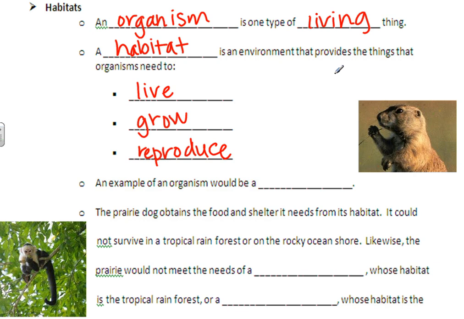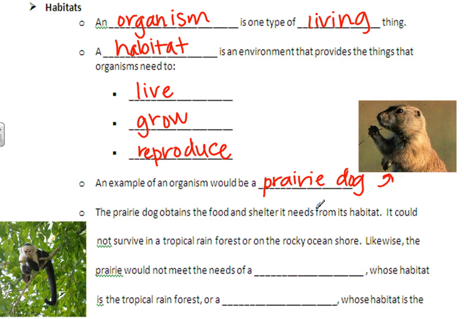It has to be able to allow the organism to live, grow, reproduce. You should keep that in your head and know those three things that a habitat allows the organisms to do. An example of an organism would be a prairie dog. In our science book, it loves the prairie dog. They use that as an example for everything, so you're going to see that a lot throughout this unit. So here's our prairie dog.